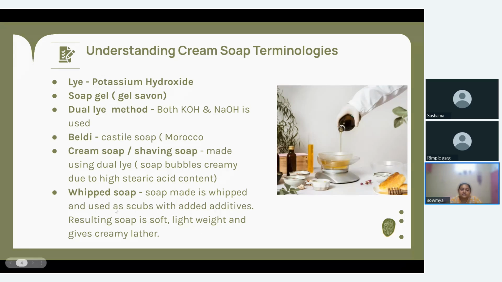And the next type of soap is called the whipped soap. What happens in whipped soap is they make the soap like how they make the beldi soap, and then they allow the soap to cure for 3 to 4 weeks, or sometimes even 2 to 3 months.